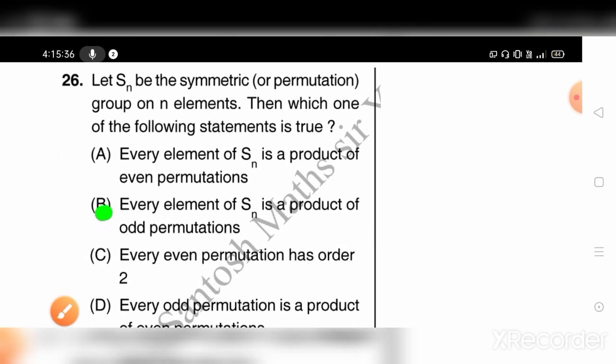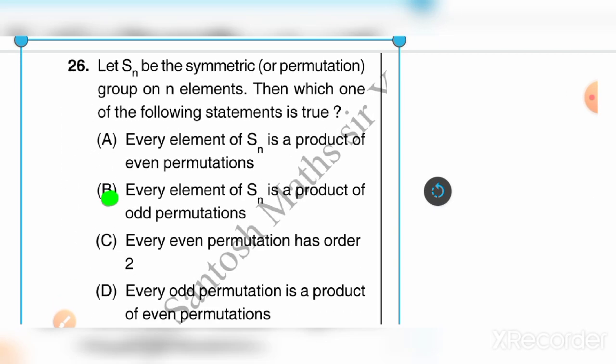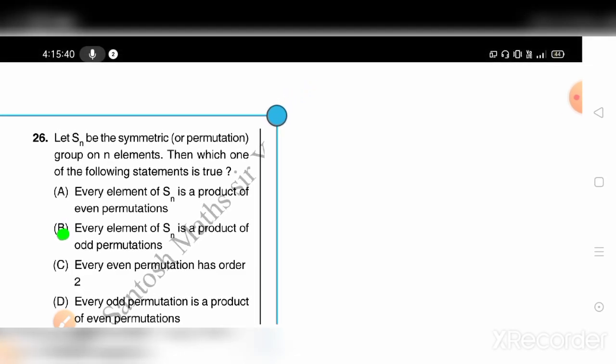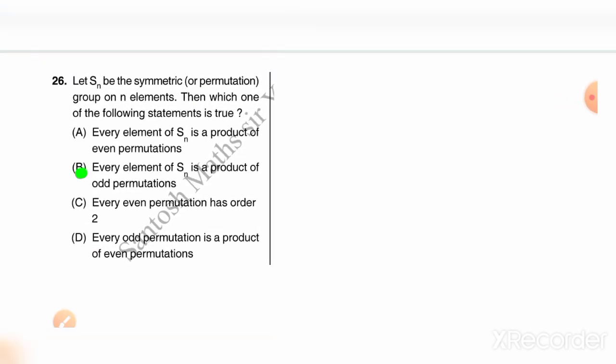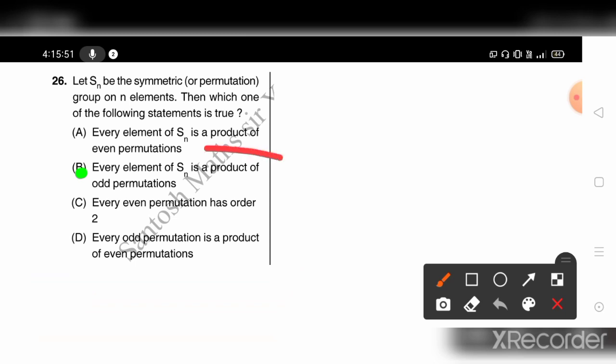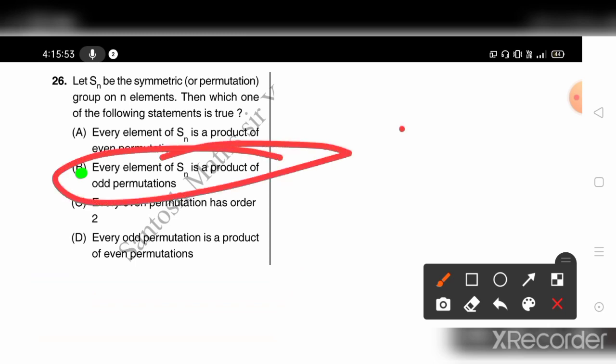Next question. Let Sn be the symmetric or permutation group on n elements. Then which of the following statements is true? Answer is every element of Sn is a product of odd permutations. This is for homework.